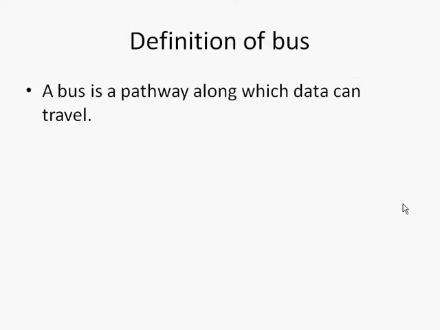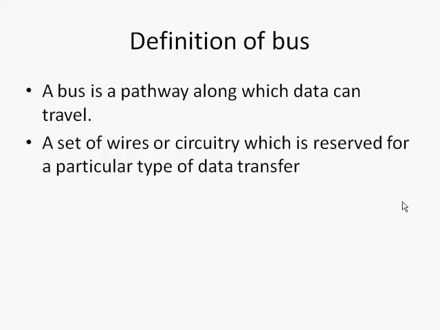Definition of bus: a bus is a pathway along which data can travel, or a set of wires or circuitry which is reserved for a particular type of data transfer. There are different types of buses which we'll look at now.